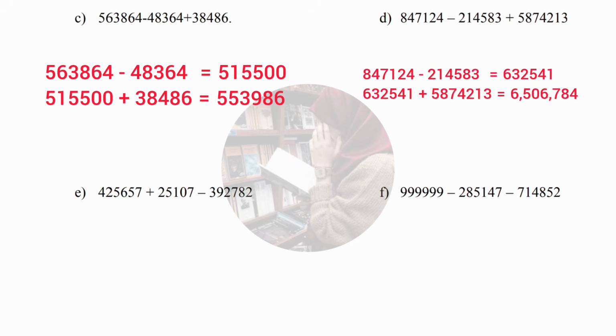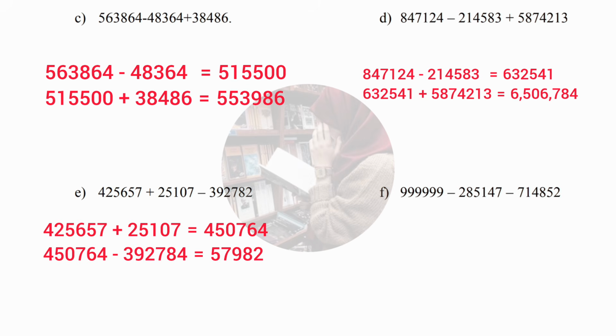We'll get the answer as 5,53,986. Understood? So in the same way fourth one also. First pick the two numbers and do it with the appropriate operation given. Okay, here minus is given, that's why subtract it. You will get an answer.